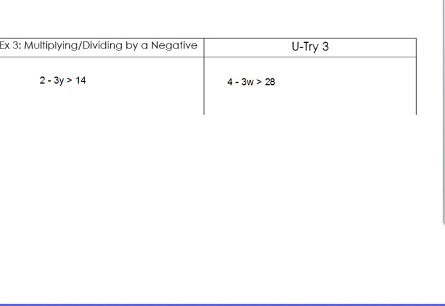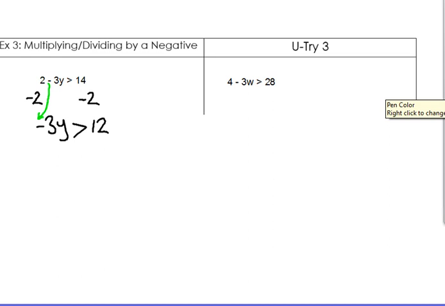Our next example deals with multiplying or dividing by a negative. Our goal is to isolate the variable. In order to isolate the variable, I'll subtract 2 from both sides first. We will have negative 3y is greater than 12. Please pay attention to the fact that my subtraction stayed in front of the term and turned into a negative sign. Now I will have to leave the y alone by dividing each side of the inequality by negative 3.